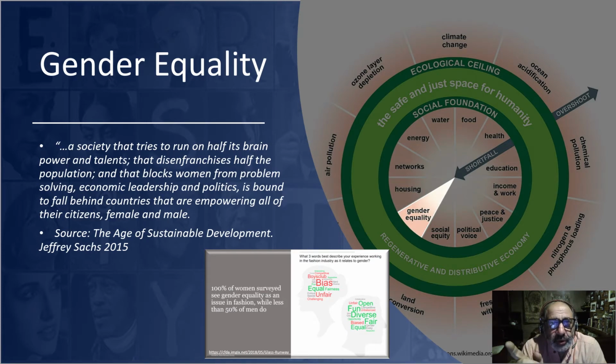Kate Raworth says gender equality is also important. And if I quote Jeffrey Sachs here, who wrote the book The Age of Sustainable Development, a book worth reading or having a look at to get an understanding of all of this in greater depth. He says a society that tries to run on half its brain power and talents, that disenfranchises half the population and that blocks women from problem solving, economic leadership and politics, is bound to fall behind countries that are empowering all of their citizens, female and male. So, kind of suggesting get everyone on the team and you'll have better outcomes than those that don't.